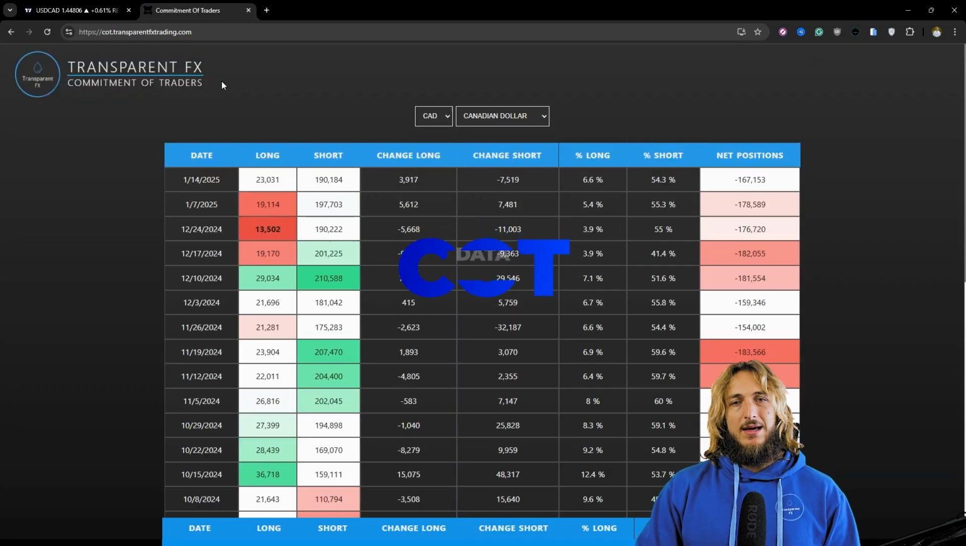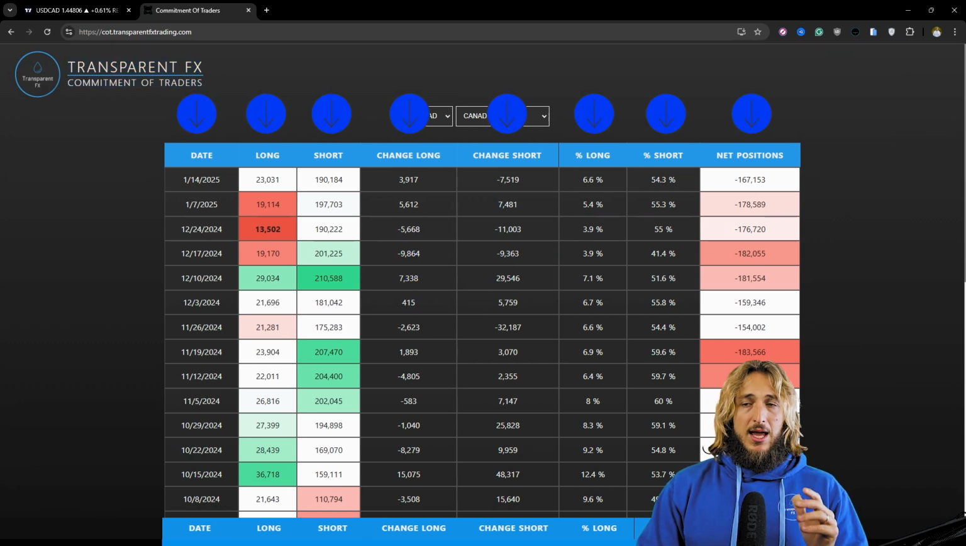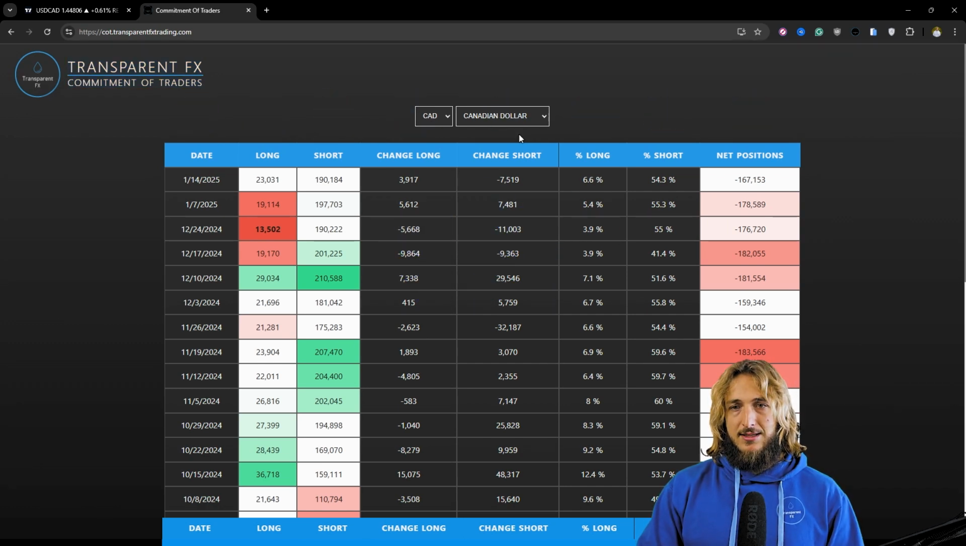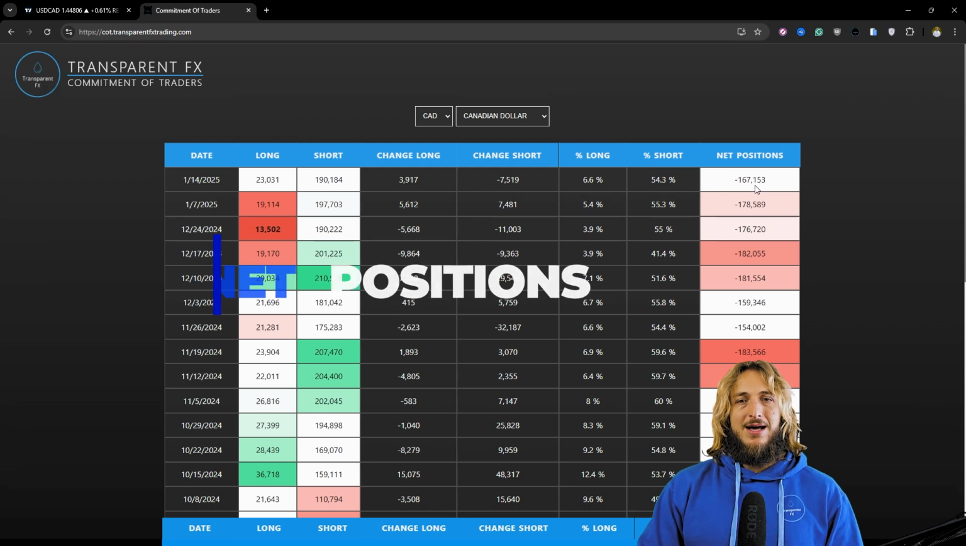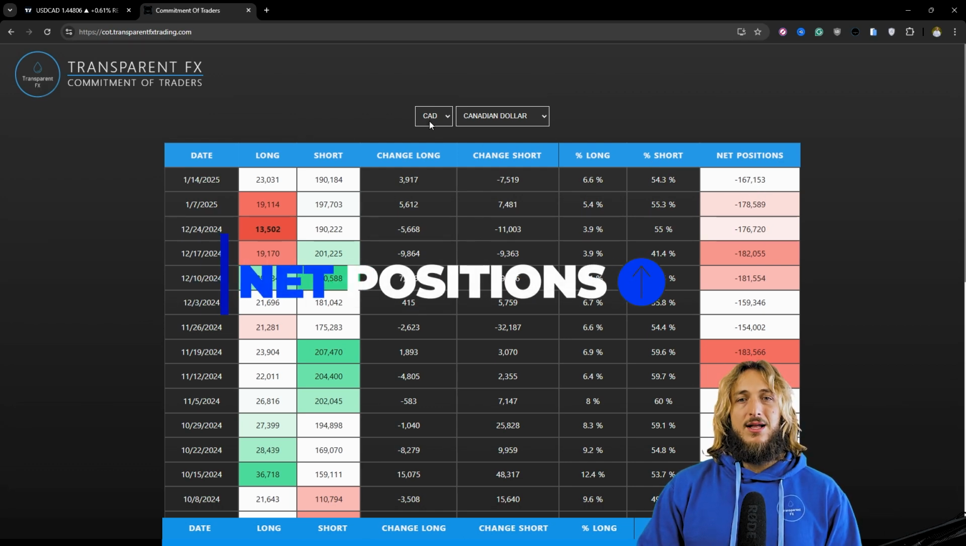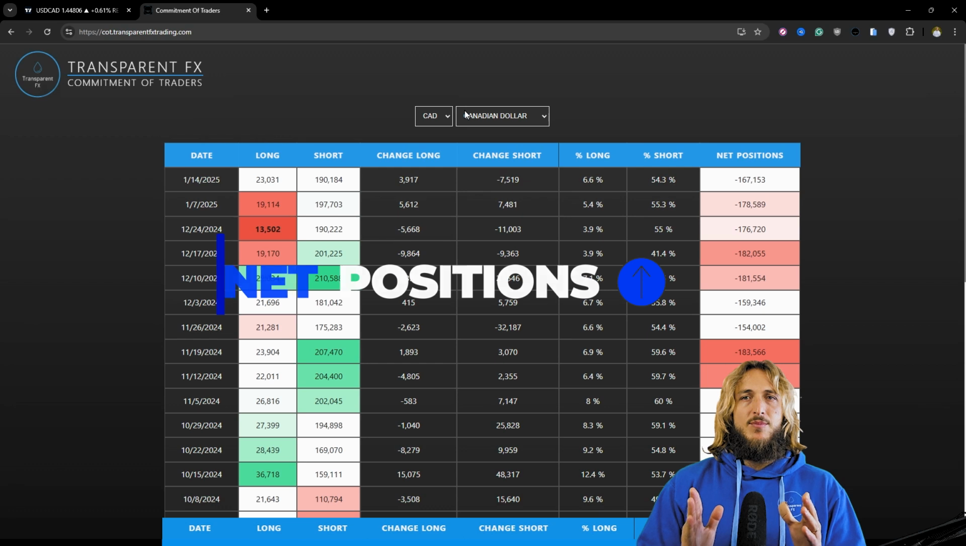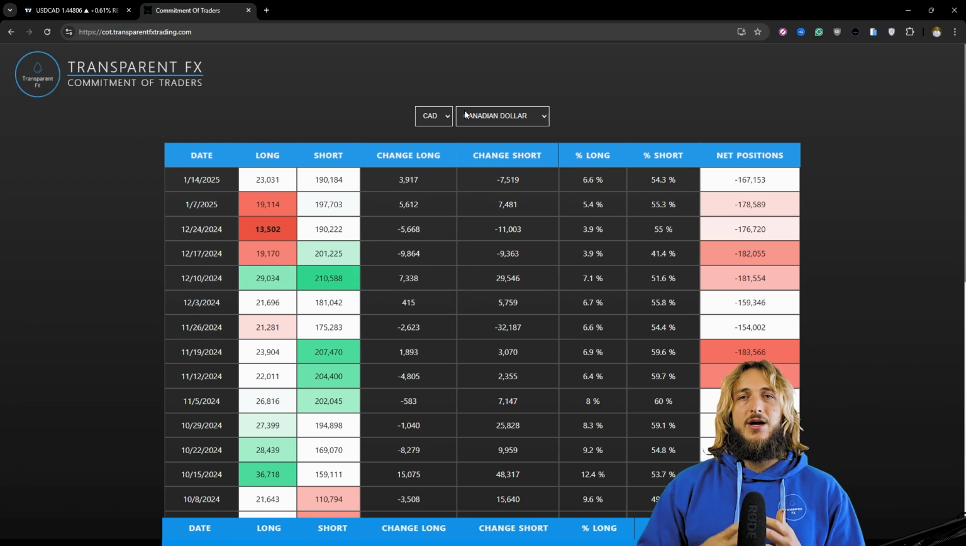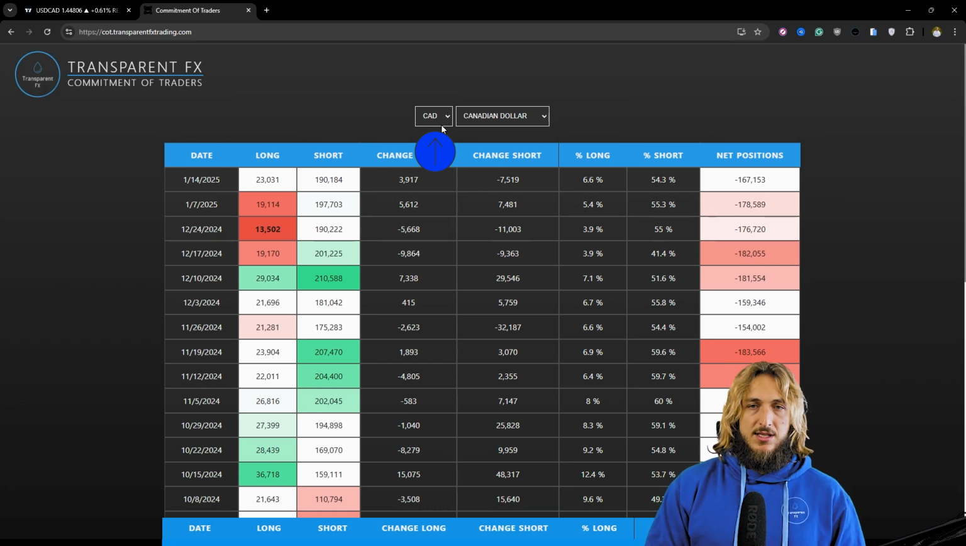Now, if we go and see what we have when it comes to the commitment of traders, so what the big players in the market are doing, and we look at the data precisely for the CAD, we can see how institutions have now started increasing again their net positions on the CAD. Now, keep in mind, all currencies on the spot are traded against the USD. So if we're looking at the data for the CAD, we're actually already looking at CAD USD.